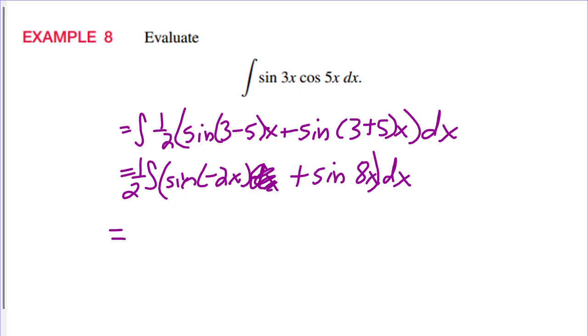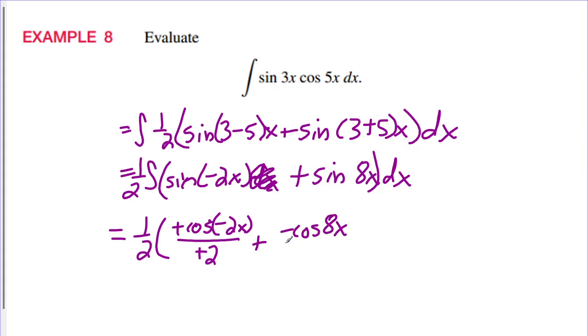Now we can integrate, so we have 1/2 times the quantity. The antiderivative of sine is negative cosine. The argument stays the same, so that's a negative 2x in the argument, divided by the du. So if u is negative 2x, we need to divide by the derivative of negative 2x, which is negative 2, so divided by negative 2. Those 2's then cancel, those negatives cancel, plus the antiderivative of sine is negative cosine. The 8x stays the same, but we need to divide again by the du, so the derivative of 8x in the argument is an 8. Again, plus c.